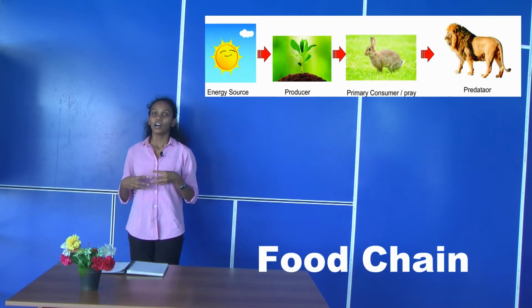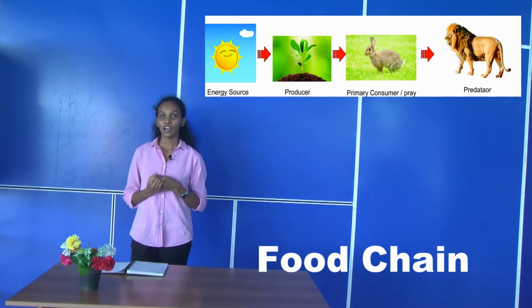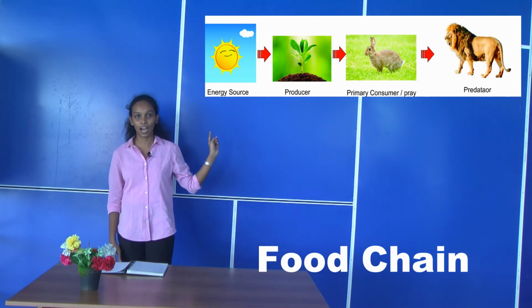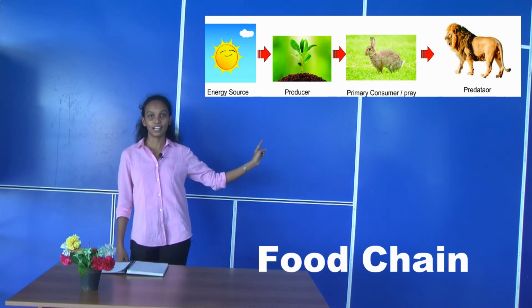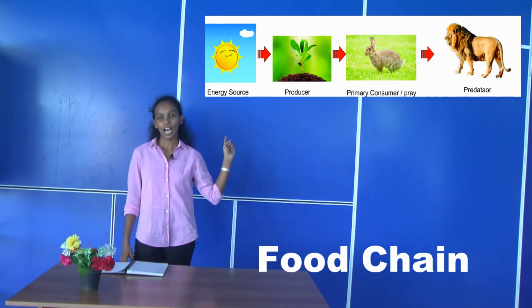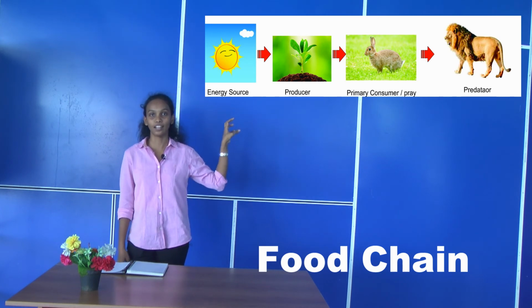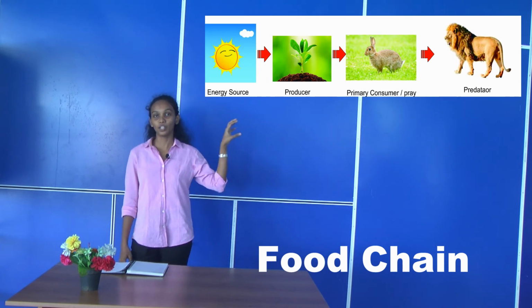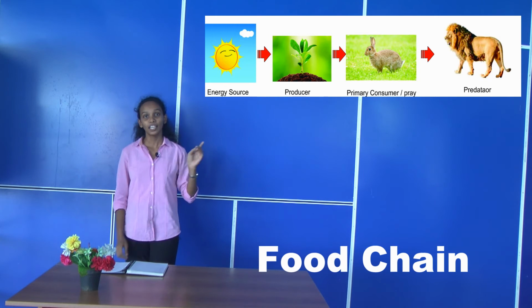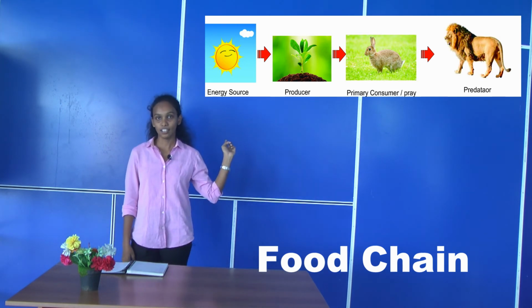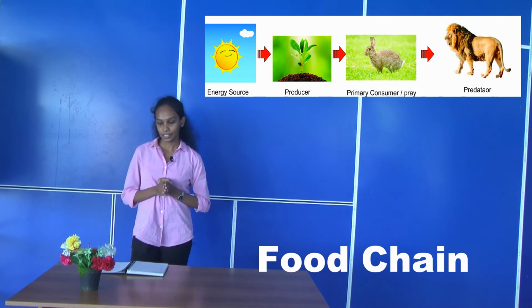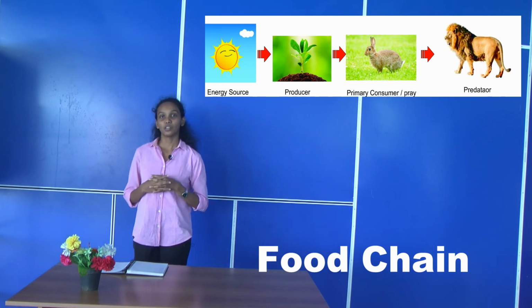Okay. Now let's come to food chains. What is a food chain? Animals eat other animals for food. That connection is called a food chain. Here you can see there is a plant, there is a rabbit, and there is a lion. What happens? Receiving the energy from the sun, the plant produces food, and the rabbit will come and eat the plant, and the lion will come and eat the rabbit. This is a food chain. Here the energy source is the sun, the plant is the producer, the rabbit is the prey, and the lion is the predator.